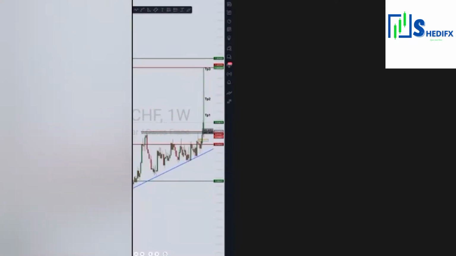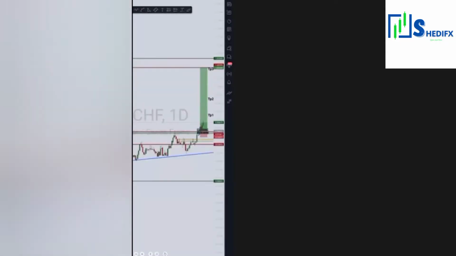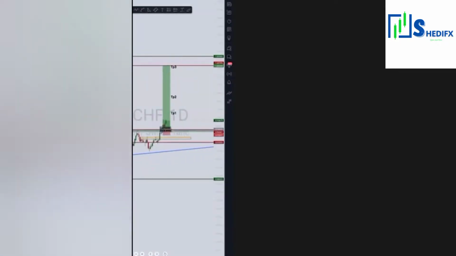So meanwhile, for those that didn't get the trade when we dropped it, we are going to look out for another area to actually enter the trade again. So let me delete this stuff. Let's go to our four-hour time frame.